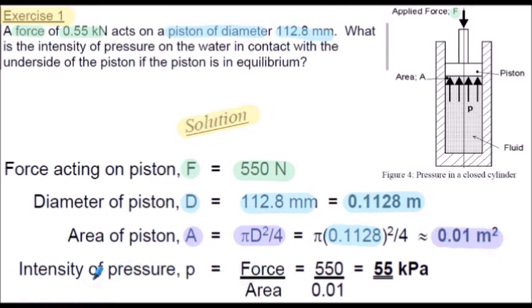Finally, calculating the intensity of pressure, more simply the pressure P, that's the force stated in the question, divided by the cross-sectional area we calculated above. So the pressure is 55 kilopascals, or of course that could be 55 kilonewtons per meter squared.